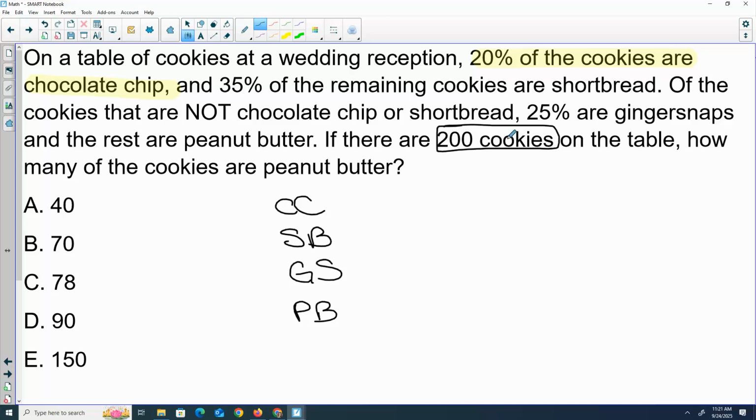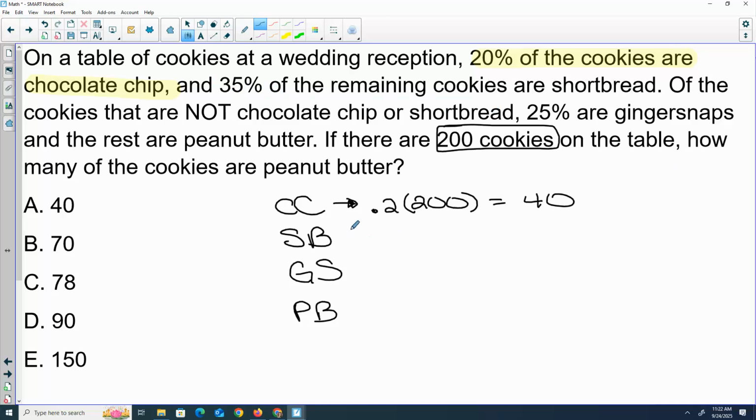20% of the cookies are chocolate chip. Of means what in math terms? It's telling me to multiply. 20% is 0.2 of the cookies. So times how many cookies are there? 200. So if you take 0.2 times 200, we get what? 40. So there are 40 chocolate chip cookies. Does everyone see how we got that? Okay, so let's keep going.